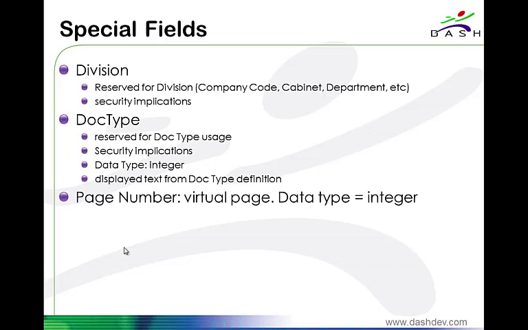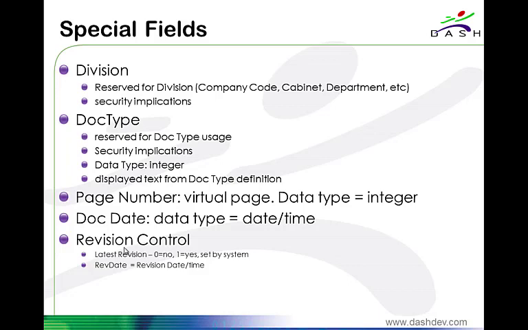Page number is another special field. This represents the virtual page, i.e. the individual file, and it is always an integer as well. Doc date is a special field only in that it is always a date field or a date time field. So whatever is stored in here must be a date or a date time.